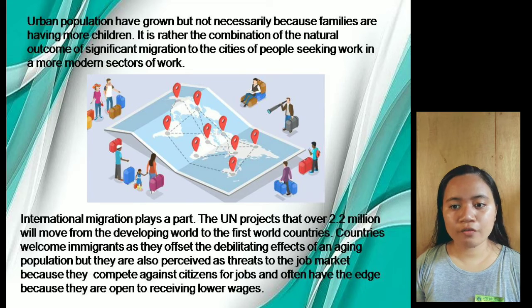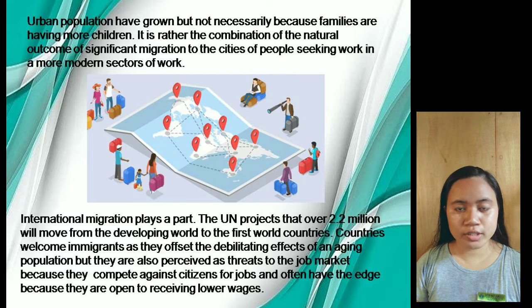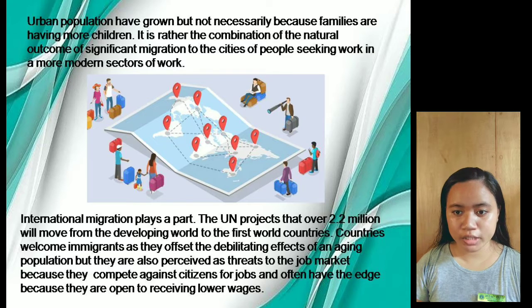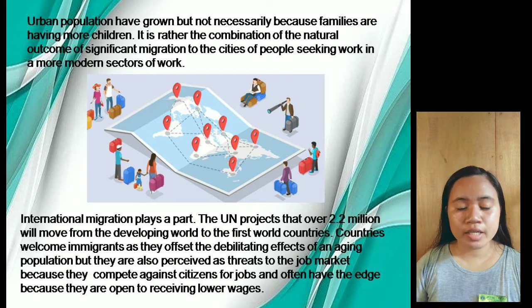Urban populations have grown, but not necessarily because families are having more children, but rather the combination of the natural outcome of significant migration to the cities of people seeking work in a more modern sector of work. So, international migration plays a part in it. The UN projects that over 2.2 million will move from the developing world to the first world countries.